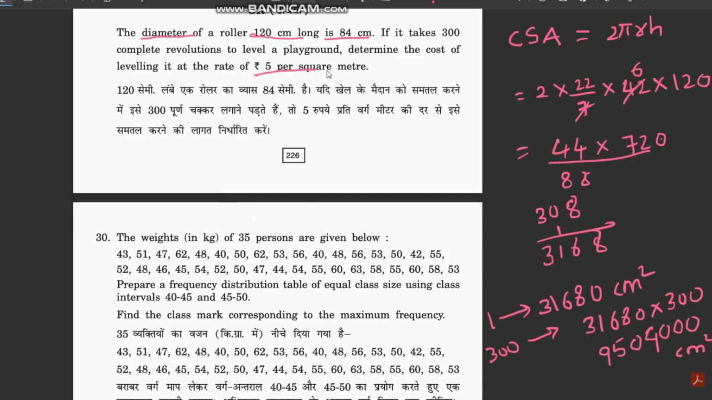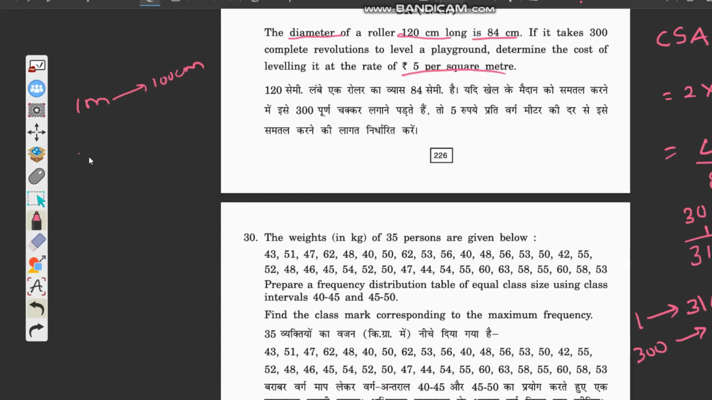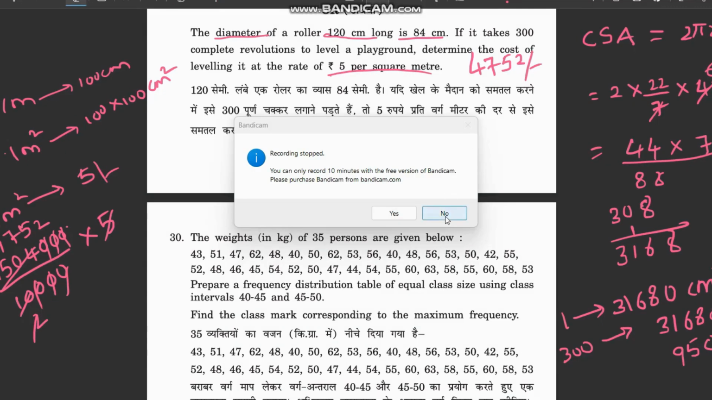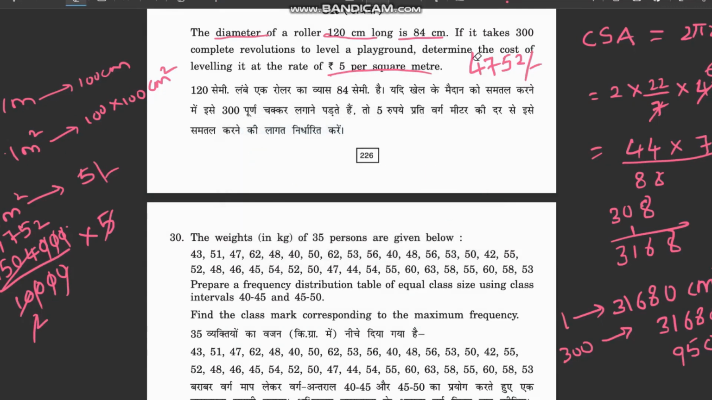See, but the rate is given as 5 rupees per square meter. 1 meter is 100 centimeters. 1 square meter is 100 into 100 centimeters square. So here for 1 meter square it is 5 rupees. 9504123 with 3 zeros, divided by 100. So here 4752 rupees is the cost of leveling the playground.